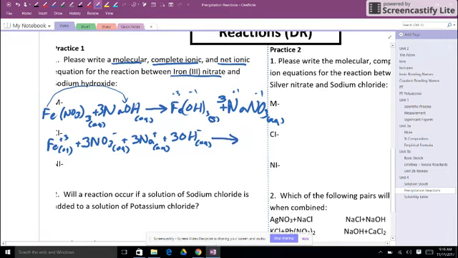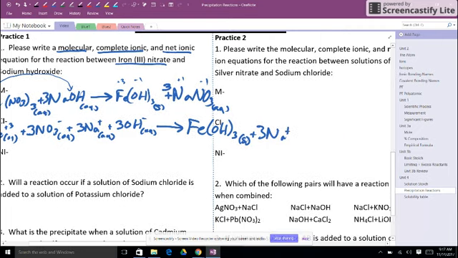somewhere else. Now on the product side, FeOH3 solid. That's a solid. That is not split apart in the water. That's not dissociated, so we have to leave it as a solid. And then I have 3 sodiums on this side. Make sure to get the state of matter in. And I have 3 nitrates on this side.